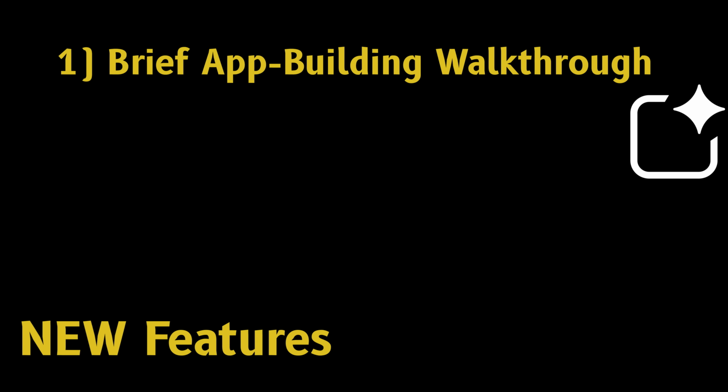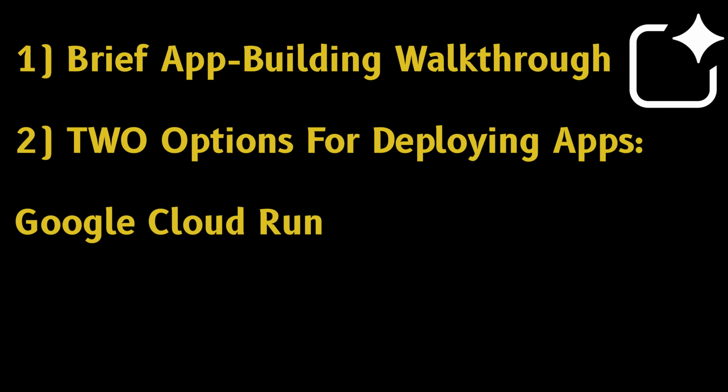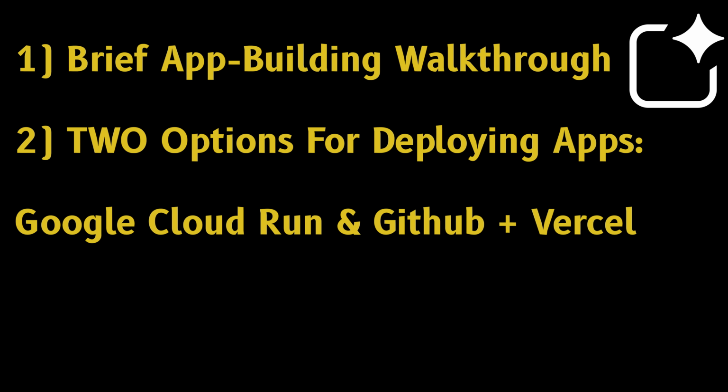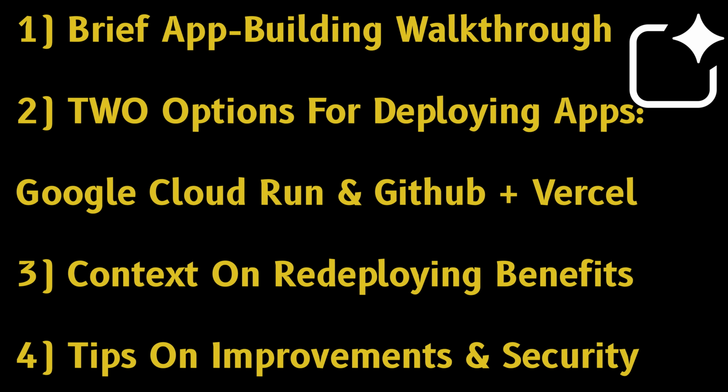In today's video, I walk through a quick overview on building apps in Google AI Studio, including a few new features. Then, I show you two different options for deploying your app, Google Cloud Run and through GitHub using Vercel or Netlify. I also give context on why deploying this way makes it easy to test and add more features to your app. Finally, I'll give some tips on the next steps for your app, including how to get Gemini to help you improve and secure it.